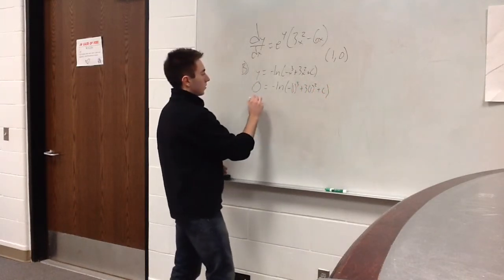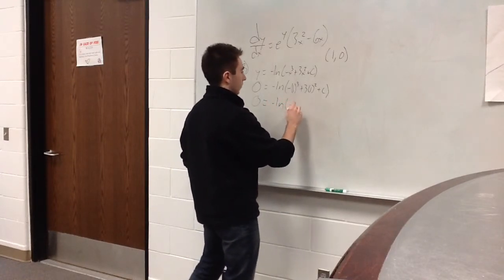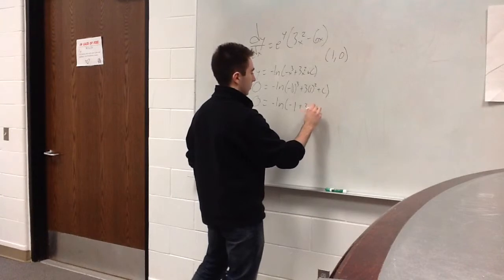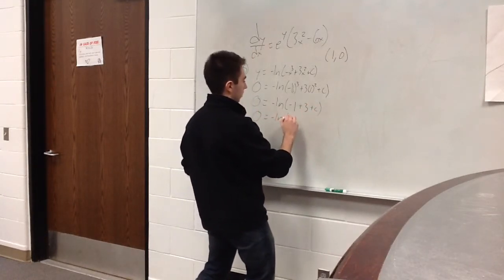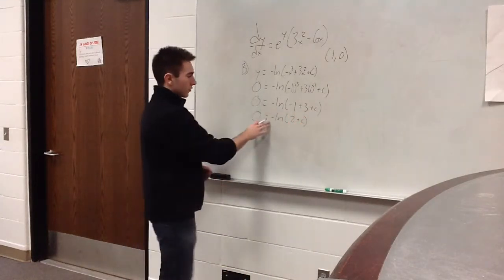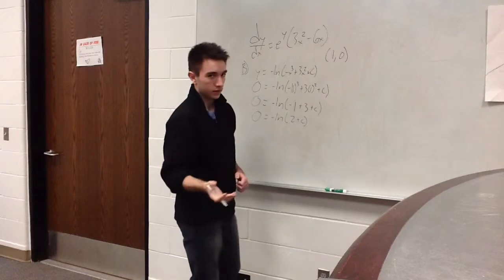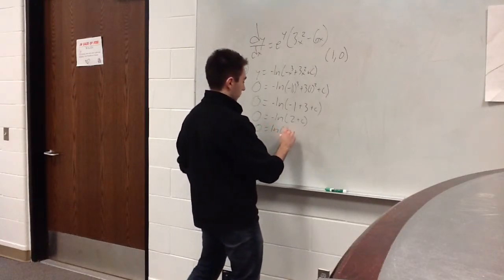Now we have 0 equals the negative natural log, and then we'll simplify this down. We get negative 1 plus 3 plus c. So that means we get 0 equals the negative natural log of 2 plus c. Now we want to get rid of this negative, and negative 0 is still 0, so we get 0 equals the natural log of 2 plus c.